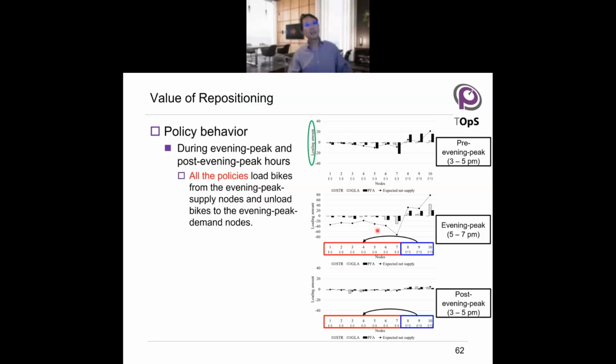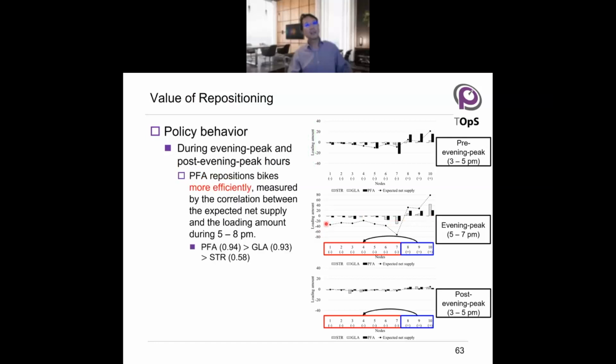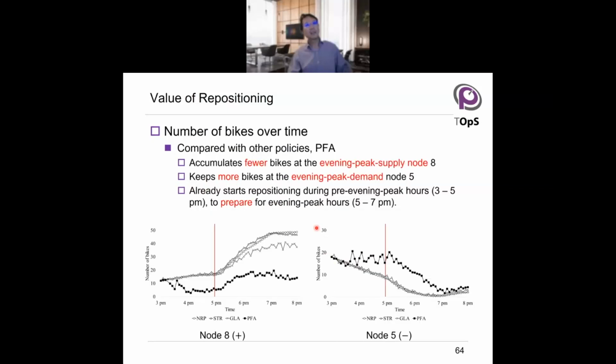And now we look at the loading amount. During the evening peak, every policy loads bikes from the supply node and unloads them at the demand node. But still this dark policy does much better. Other policies like STR started to load many more bikes from the supply node and unload at the demand node, but it's too late. We also observe that our loading and unloading behavior has the best correlation with the net supply and demand. So basically our moving behavior is consistent with the supply and demand pattern.